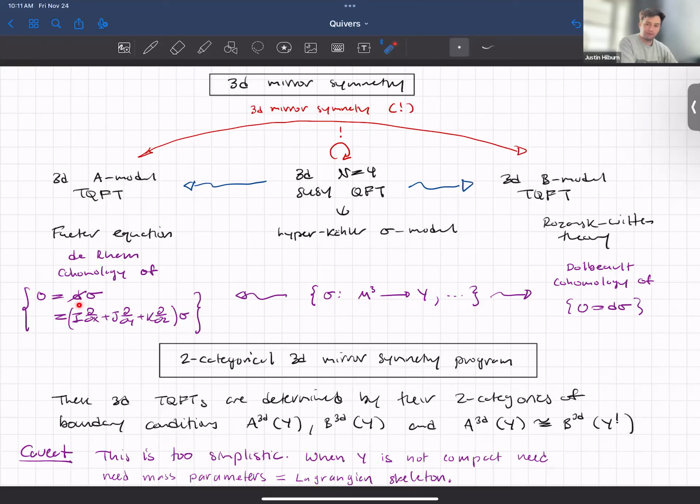And here, if your three-manifold is just R3 and you trivialize everything, then this equation just becomes what's known as the Fueter equation, which is that your map needs to satisfy i ∂/∂x plus j ∂/∂y plus k ∂/∂z times sigma is equal to 0. So that's what this Fueter equation is. And basically, if you were to study this thing analytically, you would end up studying the de Rham cohomology of these moduli spaces.